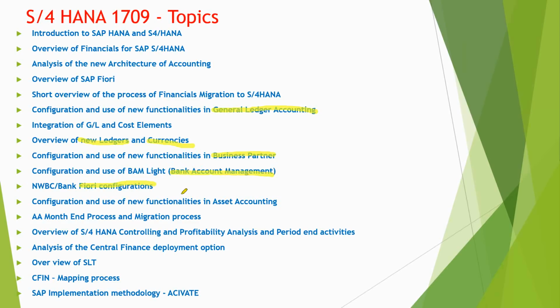Similarly, asset accounting is a major change compared to other modules. You can see a lot of changes in asset accounting. You have multiple valuations now, so we'll see how to work on asset accounting and how the new depreciation concept works, the month-end activities and the migration process. These are the different processes where you can see the changes, and we are going to cover all of this in practical.